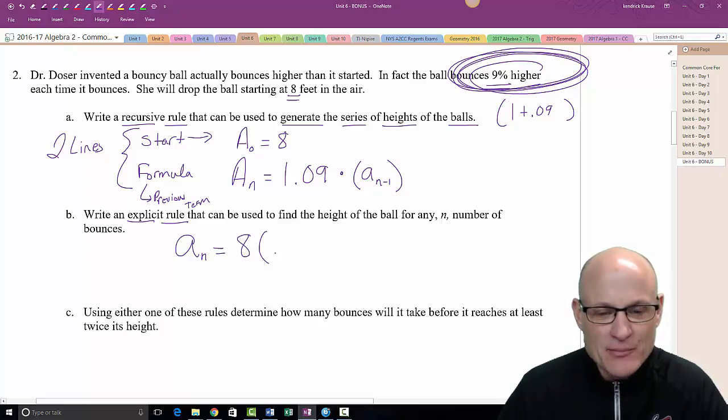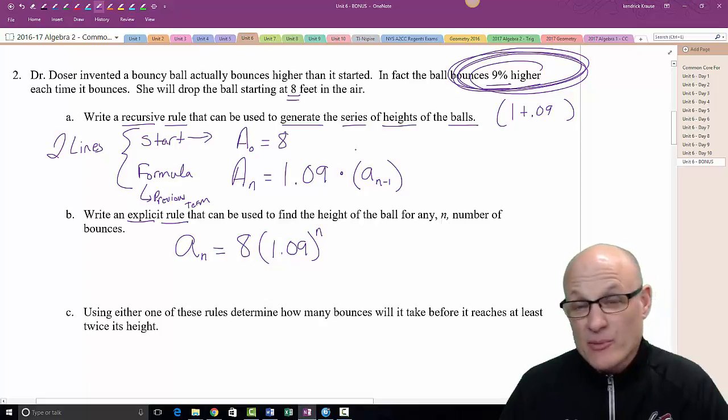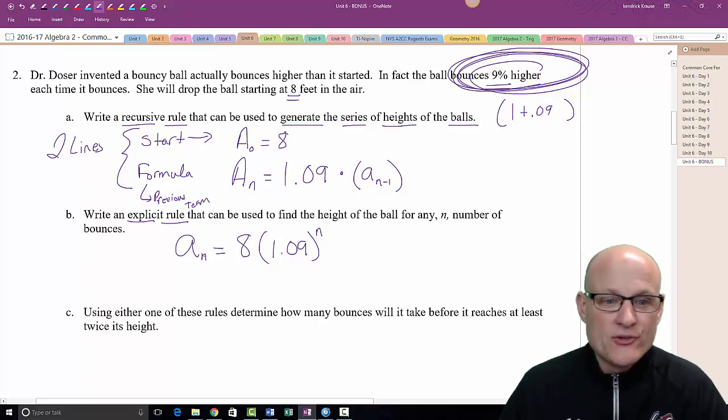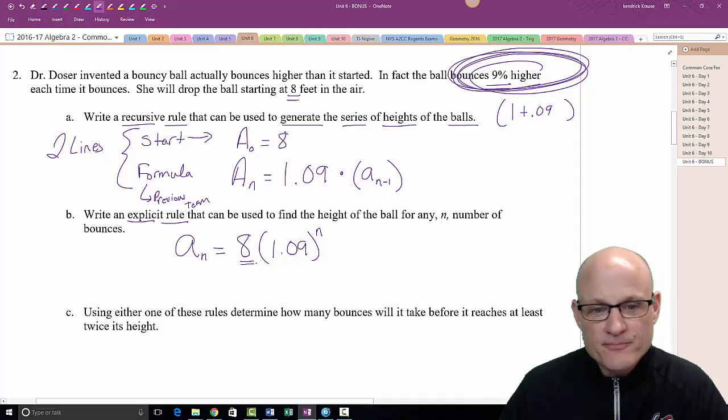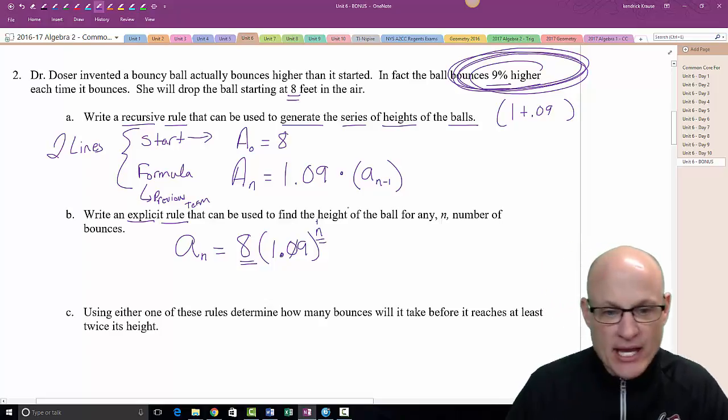So we're going to write an explicit rule that says a sub n is equal to 8 times 1.09, in this case, to the n minus 1. Now, why n minus 1? Oh, wait, hold on. This would just be to the n. Why would it be just to the n? Because on my 0th bounce, it's 8 feet. So when I plug in 0, it will be 8 feet. When I plug in n equals 1, I want that to be the first bounce. So 8 times 1.09 to the 1st power would be 8.72 or something like that.